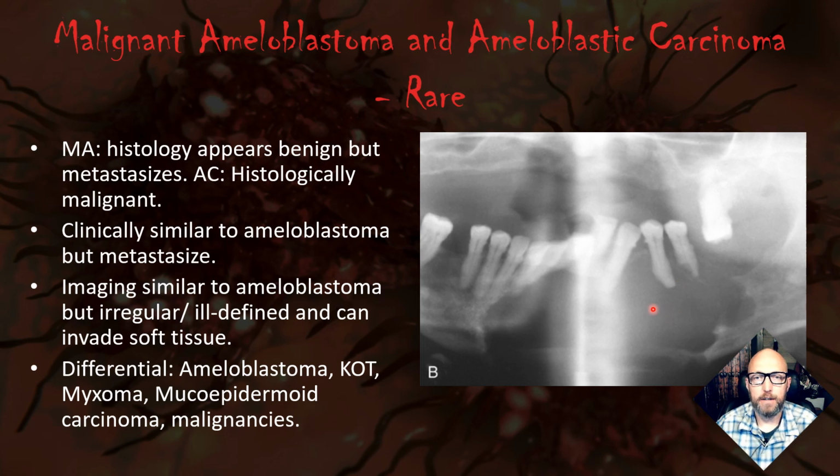Could it just be an infected ameloblastoma? Yeah, anything benign can get infected and have somewhat ragged or ill-defined borders. But basically all the borders look like this, and it looks a little more aggressive, I would say, as far as destroying the bone compared to your typical ameloblastoma.